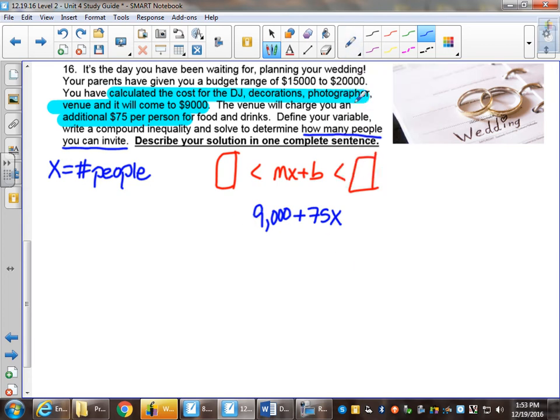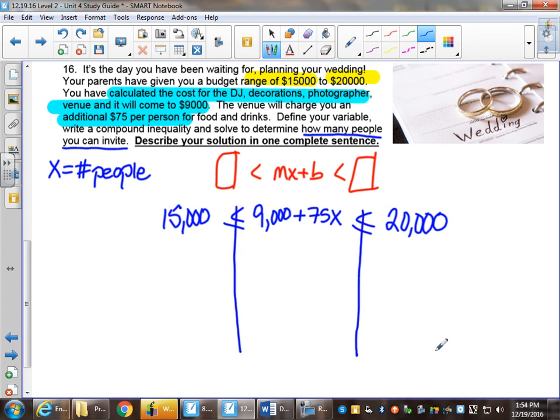And you have this budget range of 15,000 to 20,000. That's what's going to go right here. So this price, mx plus b, has to be between, notice how these go the same way all the time, right? 15,000 and 20,000. We have successfully set up our inequality. Now we just need to solve.